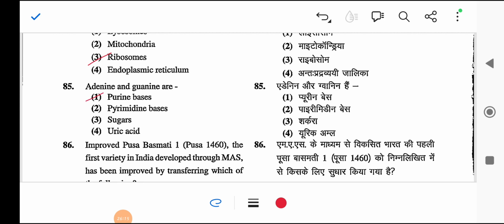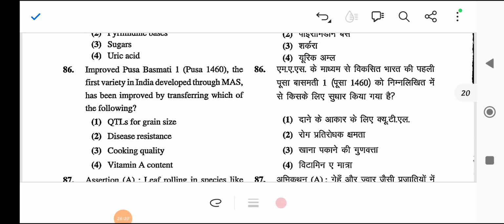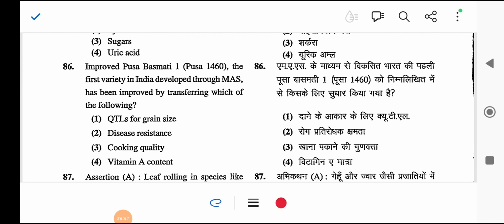They are purine bases. Next is improved Pusa Basmati 1, Pusa 1460, the first variety in India developed through MAS, marker assisted selection, has been improved by transferring which of the following? So it is for disease resistance. This Pusa Basmati 1 is more disease resistant, that character has been improved.